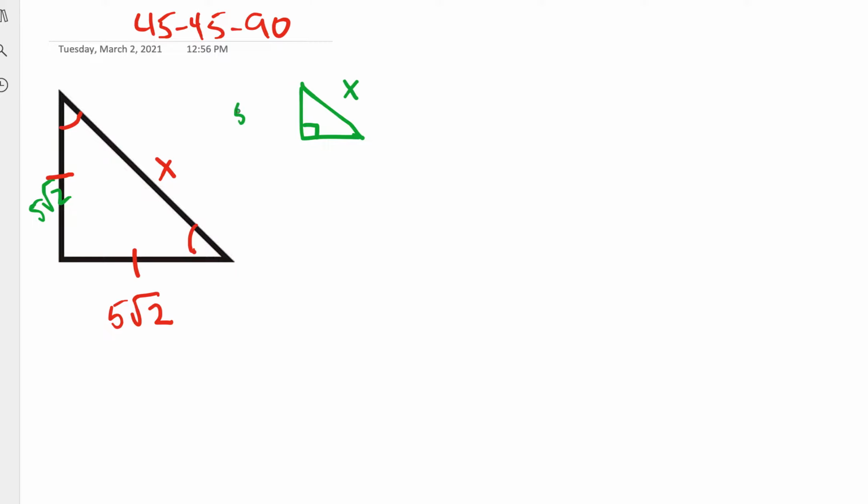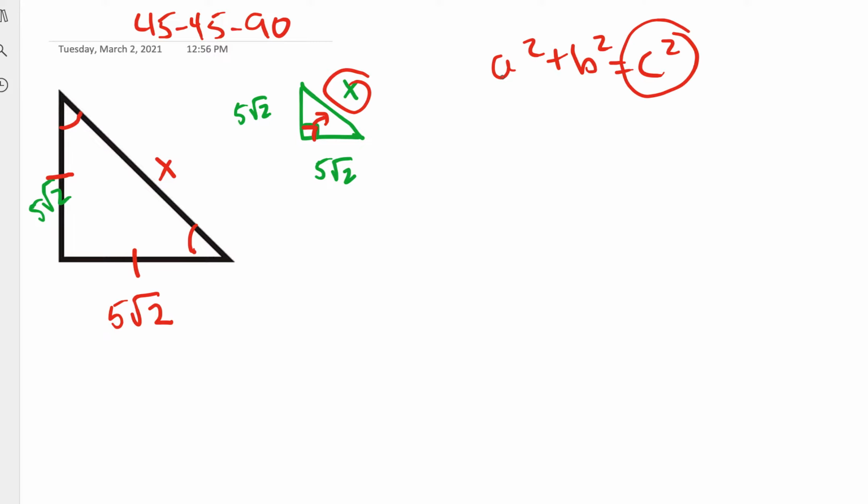As a refresher, the hypotenuse, or the c squared, is across from the 90. So I take the 90, go across. I like to circle it. And we're going to use the Pythagorean theorem. I circled the hypotenuse. The hypotenuse is the biggest side, which is always across from the biggest angle. So now I'm going to take the two sides, 5 square root of 2 squared plus 5 square root of 2 squared equals x squared.